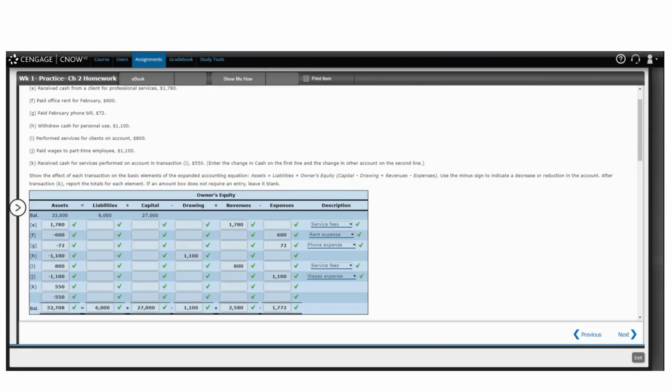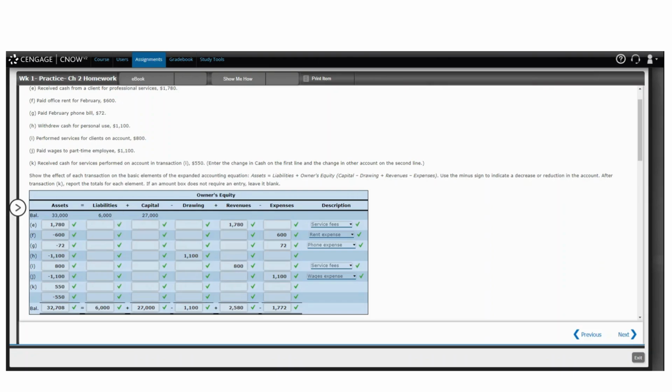Now, don't forget this beginning balance up here. It's kind of hard to see because it's in the blue, but mine says $33,000. So then what I'm going to do is take 33,000 plus 1,780 minus 600 minus 72 minus 1,100 plus 800 minus 1,100 plus 550 minus 550, and I'm going to enter that amount. Okay, and then I'm going to hit check my work just to make sure I'm correct and make sure I got all my green check marks. And then you move on.